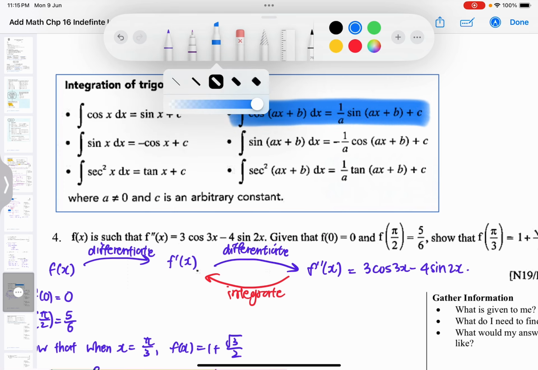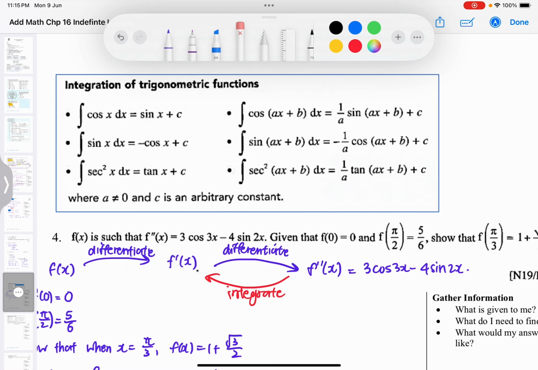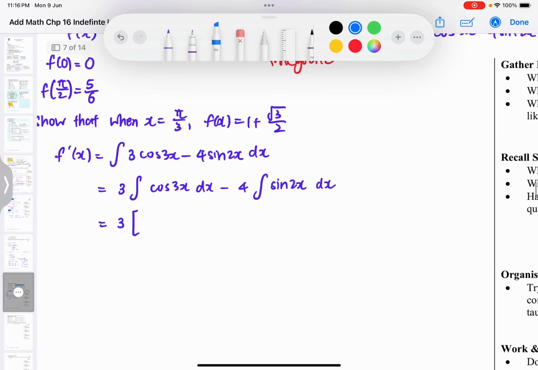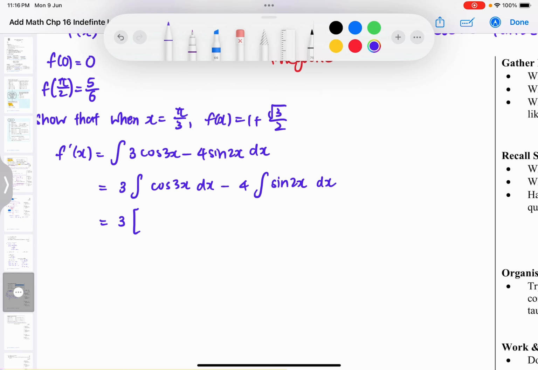Okay, why is it so dark? Sorry, this formula. Okay, so integrate cosine will be 1 over the coefficient of x, then change the cosine to sine, right? Because when you differentiate sine, you get cosine. So you integrate cosine, you do the reverse, 1 over 3 sine 3x.